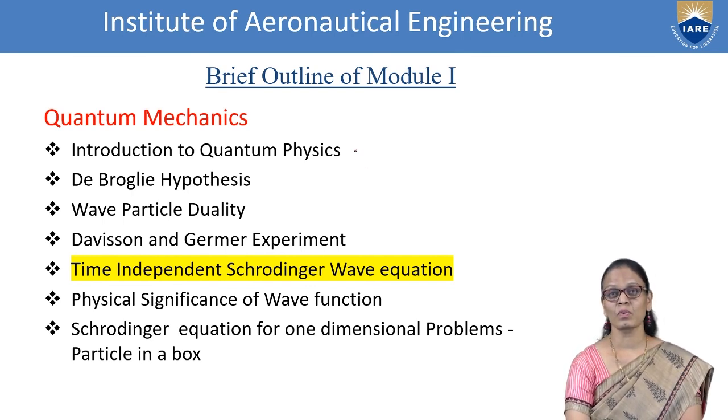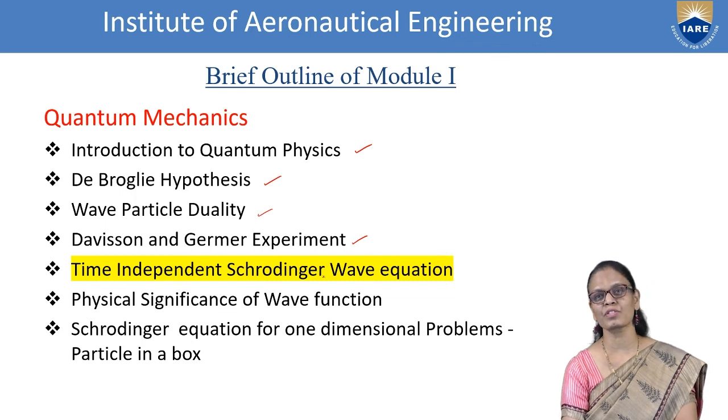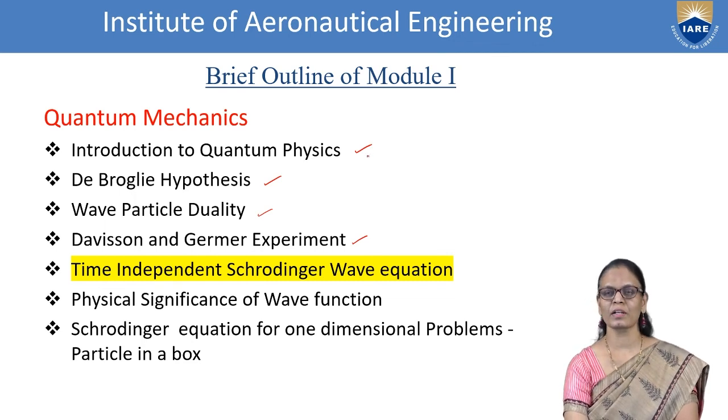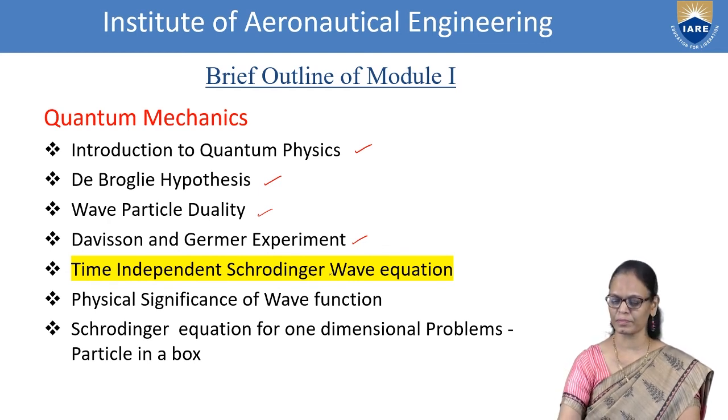We have seen the introduction to quantum physics, then the de Broglie hypothesis, the wave-particle duality, and then in the last lecture we discussed the Davisson and Germer experiment. While deriving the time-independent Schrodinger wave equation, we are going to use all these concepts. Whatever we have discussed thus far, we will be using to derive this equation.